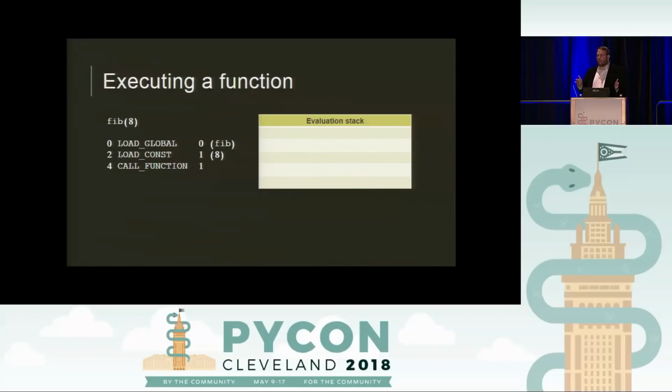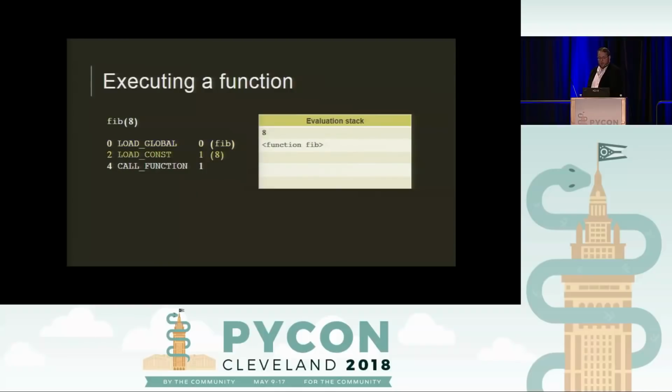We start this with an empty evaluation stack. So we get to our first instruction, load global. We're going to load the global name fib, which is our Fibonacci function. This is what's going to go look in that co_names tuple, that tuple of non-local names. It's going to look up that function and push the function object on top of our evaluation stack.